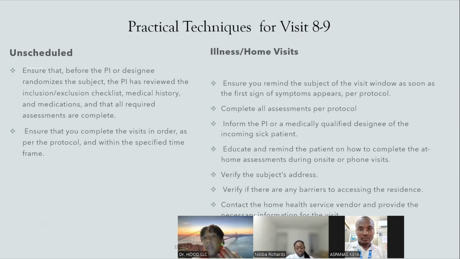If you have at home visits, you want to verify the subject's address. You want to verify if there's any barriers to accessing the residence. Some older patients might stay in assisted living and you got to go through a gate and put in a code. They might stay in a gated community and you got to go through security. So you want to get all those nuances charted in the patient's chart so you can convey that to the home health services individuals.